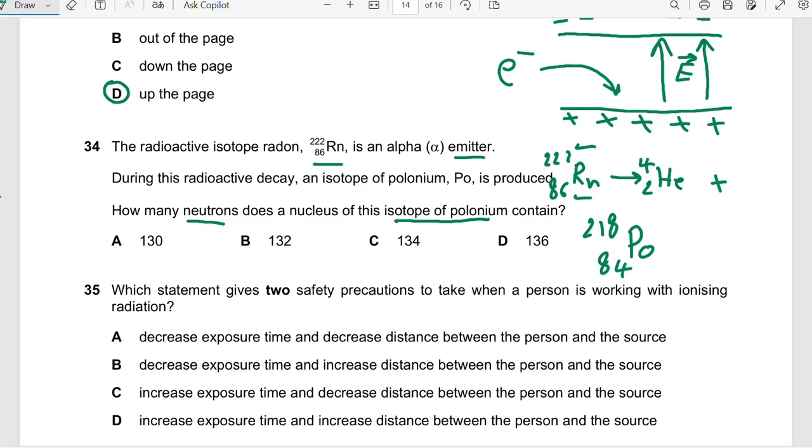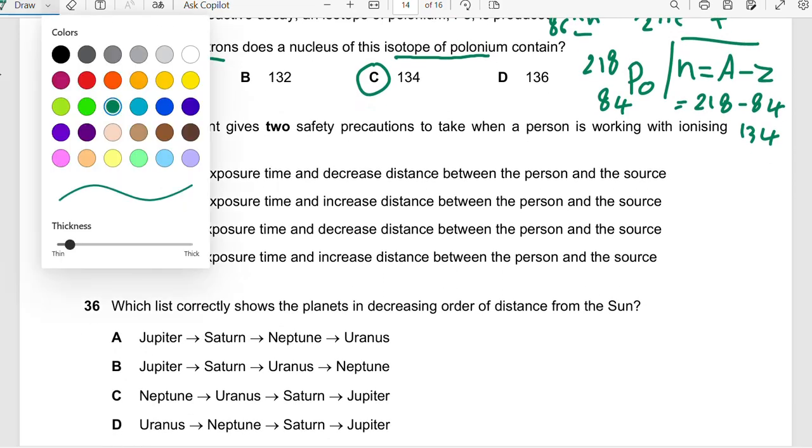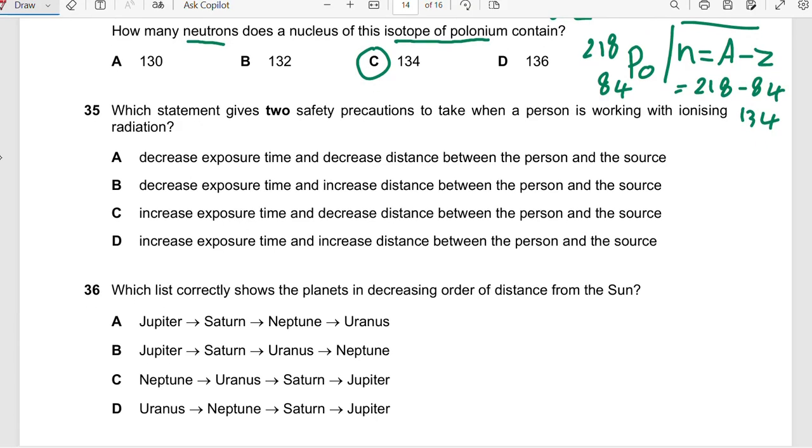The number of neutrons is going to be mass number A minus atomic number Z, which is going to be 218 minus 84, which actually gives me 134 neutrons. The correct option is C. So question 34 is C. I hope it's clear. Let's go to question 35.